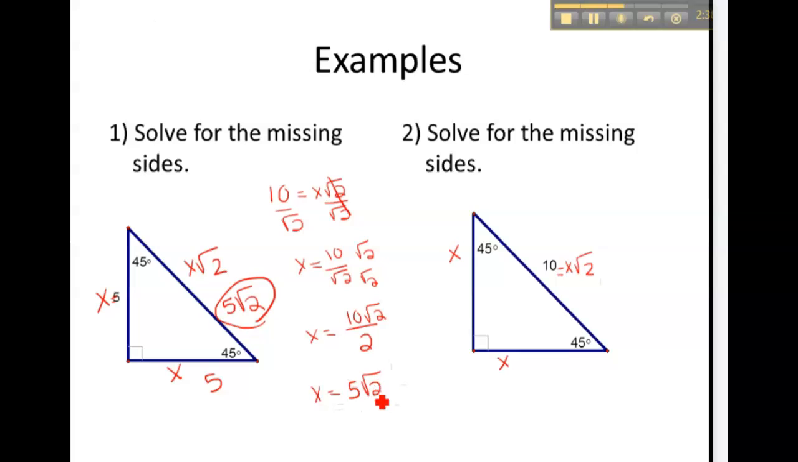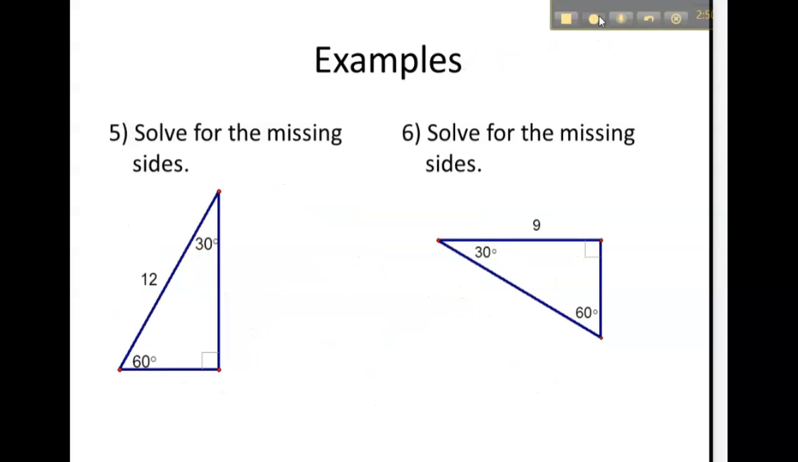So that took a little long, but now that tells me that this leg is 5 square roots of 2, but also this leg is 5 square roots of 2 also. So that's our 45, 45, 90 triangle.